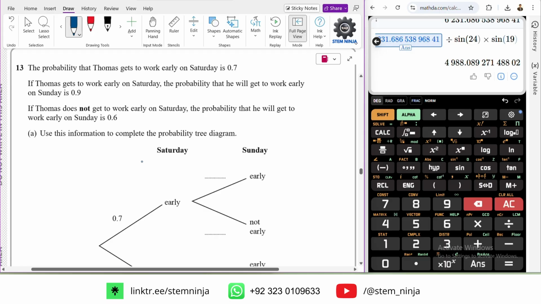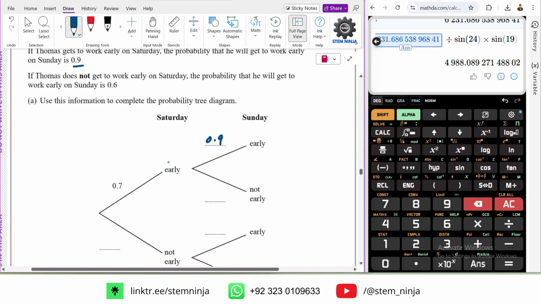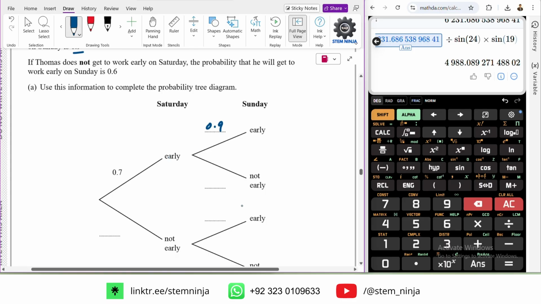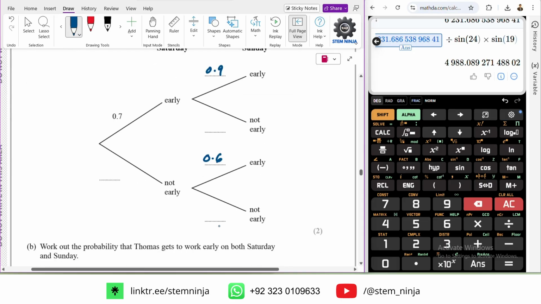The probability that Thomas gets to work early on Saturday is 0.7. If Thomas gets to work early on Saturday, the probability that he will get to work early on Sunday is 0.9. So this would be 0.9. If Thomas does not get to work early on Saturday, the probability that he will get to work early on Sunday is 0.6. Now use this information to complete the probability tree diagram.